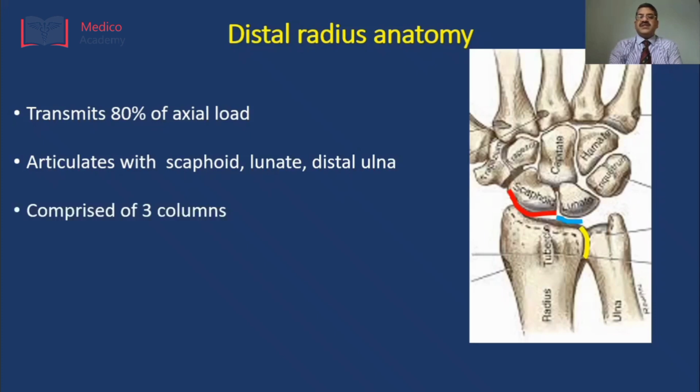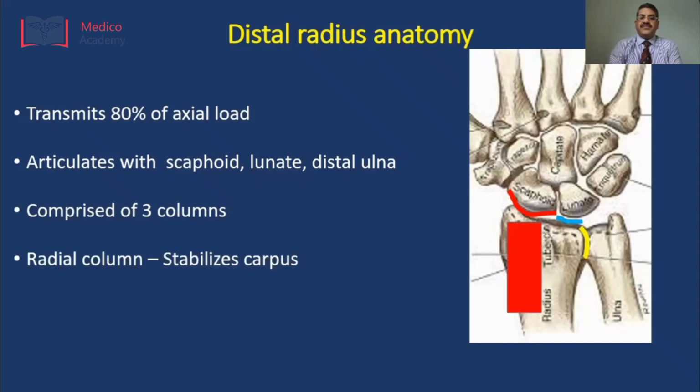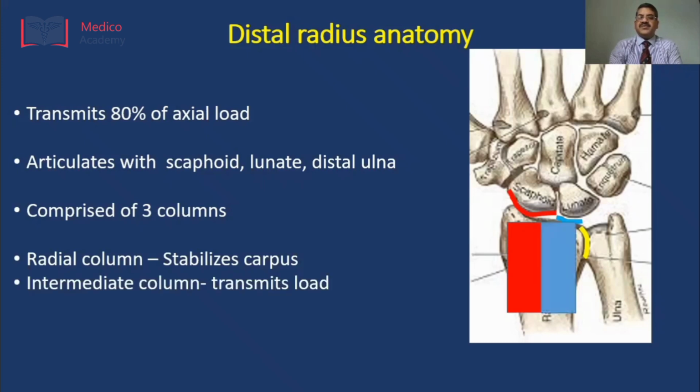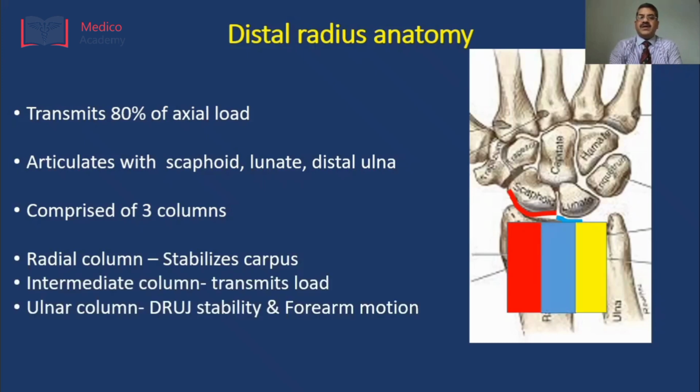The distal radius and the wrist can be thought of as comprising three columns. The radial column stabilizes the carpus, the intermediate column transmits the load, and the ulnar column is responsible for DRUJ stability and forearm motion.